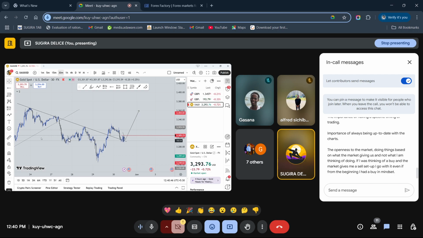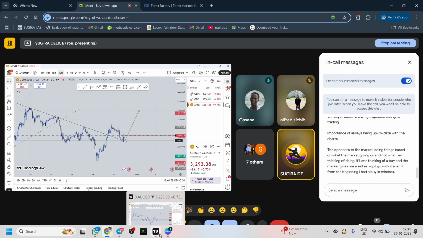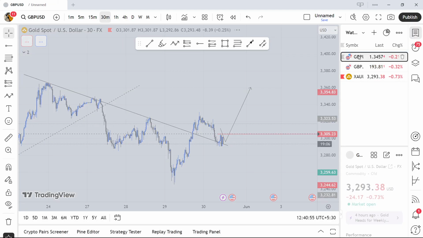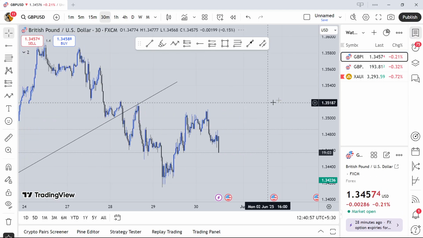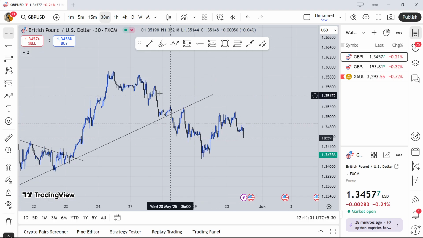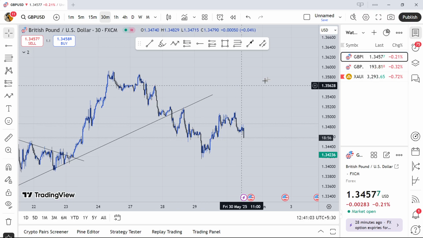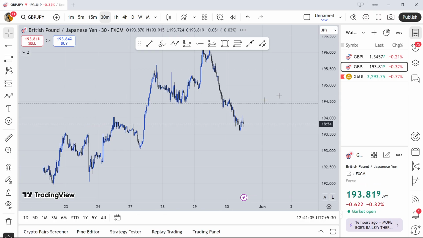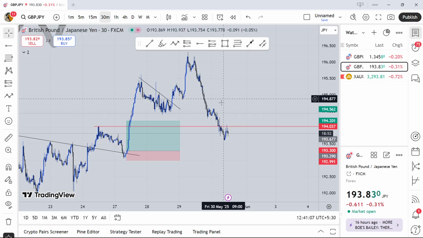I guess it was clear from here. We have got to wait on this gold and see what the market gives us, unless I can see another clear setup. I can see this breakout, but the market structure is not informing it well. GBPJPY, let's see what the market is doing.